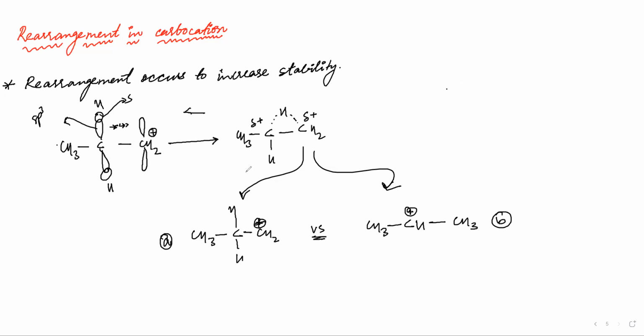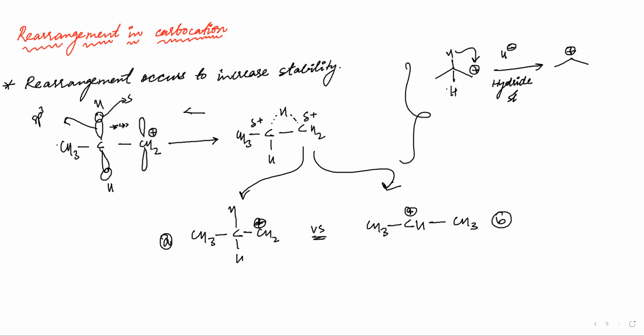So if I want to summarize this whole thing that happened here, we had a structure like this, positive charge, H and H. And what happened is that this H moved here. And when the H moved here, it moved as minus H, that is hydride. And we got a structure like this. So you see the rearrangement that is happening, and this is called hydride shift.